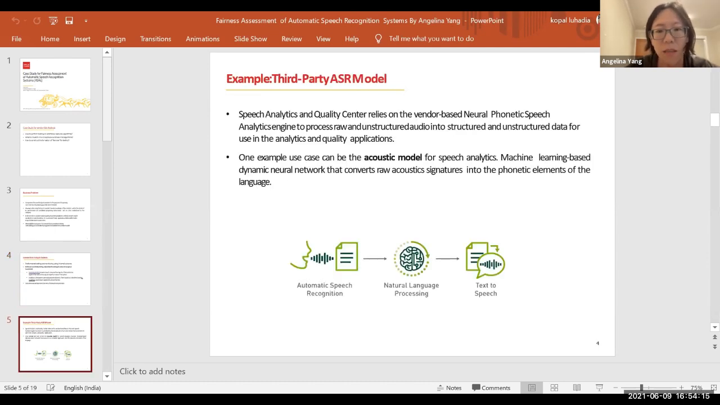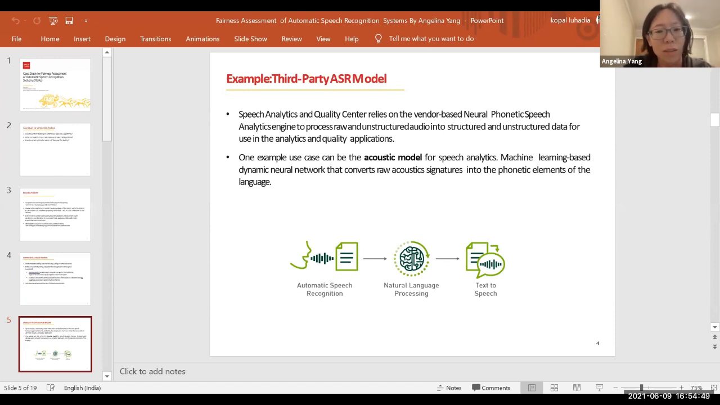Next page, please. So the example I'm talking about today is a third-party ASR model. In our speech analytics and quality center, we rely on this vendor-based neural network model for understanding. It processes raw call center audio files into either structured or unstructured data for downstream analytics. One example use case is called the acoustic model for speech analytics. It's a machine learning based neural network model.